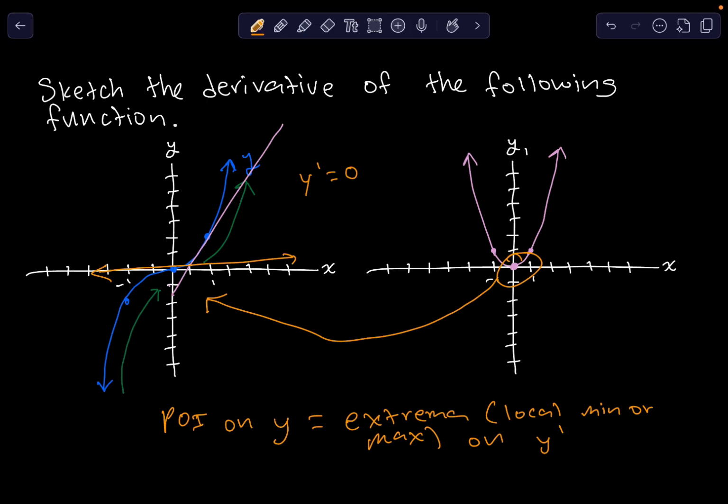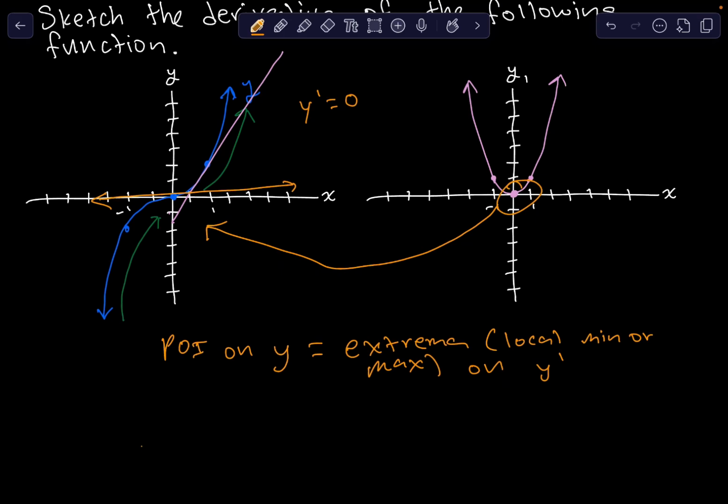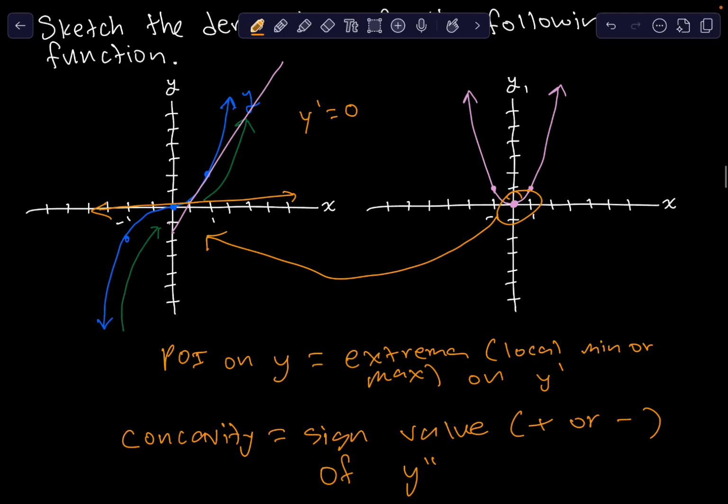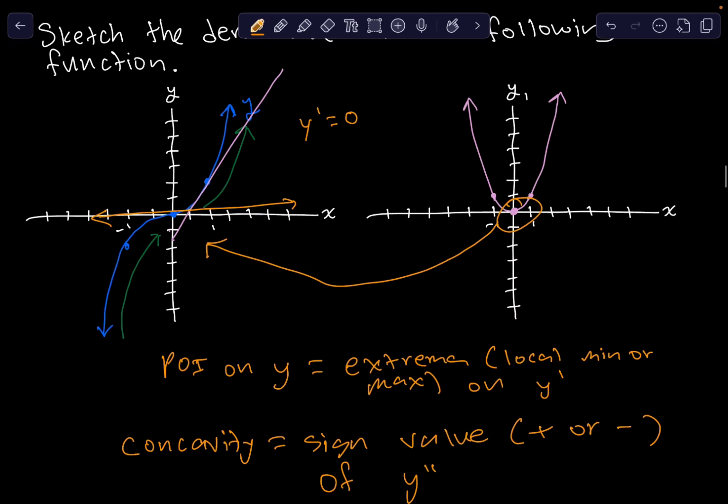Additionally, I believe it's important to understand concavity when drawing our derivative. Essentially, what concavity is, it's just the sign value. So I can write that down in case you are not aware. Concavity equals the sign value, so positive or negative, of our second derivative, which in this case is y double prime. So it's essentially the rate of change of our slopes. That might be a little confusing, but let's take a look.